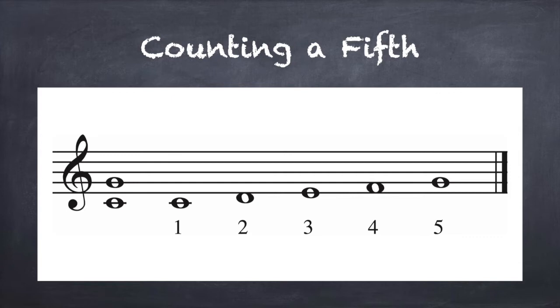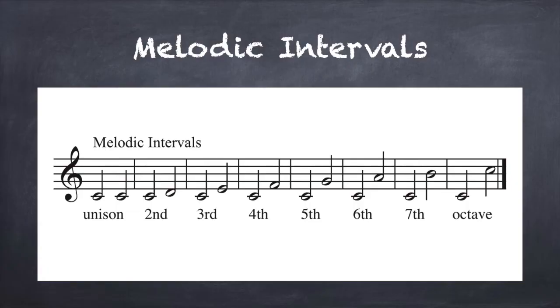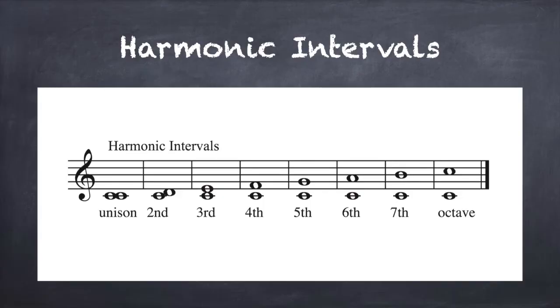From C to G is a fifth. Counting C is 1, D is 2, E is 3, F is 4, and G is 5, we can see that it's a fifth. Intervals may be presented melodically, where the notes follow one another as shown above, or harmonically, where the notes sound at the same time as shown below.